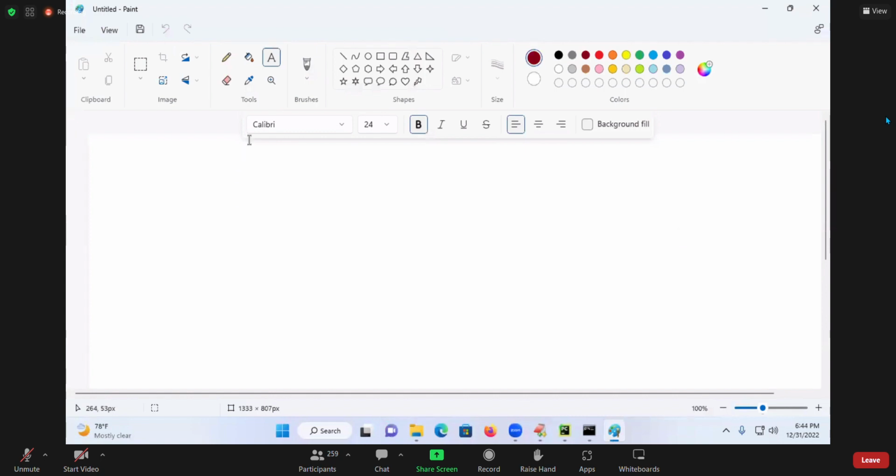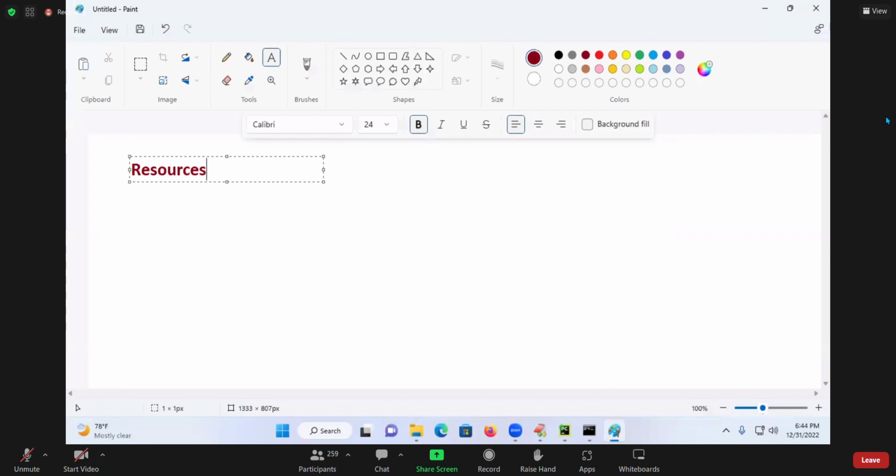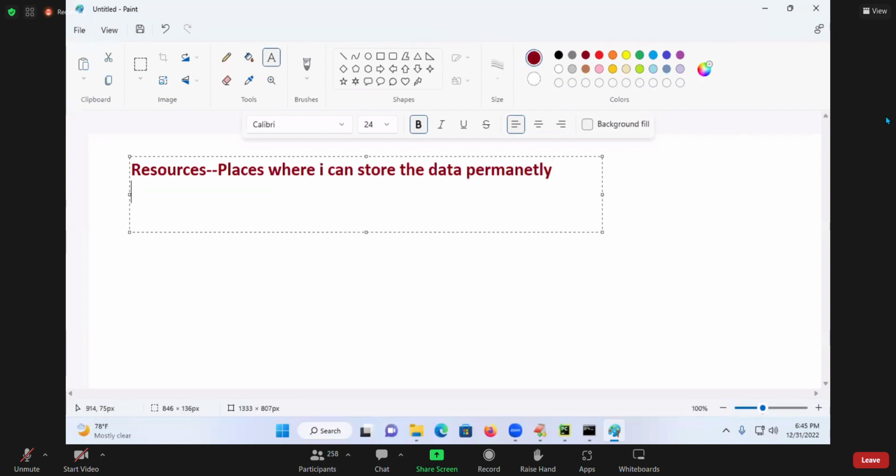Now I am taking paint. Let me take this paint. See this carefully. Observe it. Now I am taking one small situation, students. I am having one small example. First let me tell you the terminology which I am going to use. Resources means what? The places where I can store the data. I am talking about technical points. The places where I can store the data permanently.